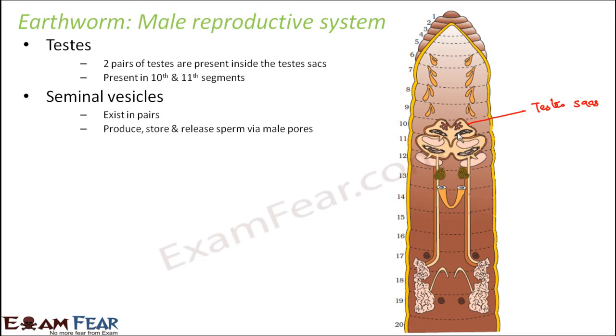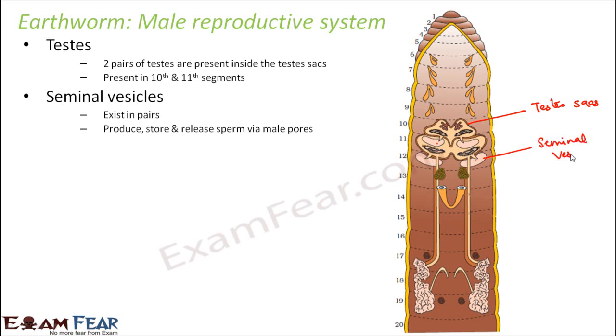Next is seminal vesicles. Seminal vesicles also exist in pairs. They produce, store and release sperm via male pores. So where do we have the seminal vesicles? They are located here. So here you can see they also exist in pairs. See, this is one pair, again this is one pair. So these are seminal vesicles.